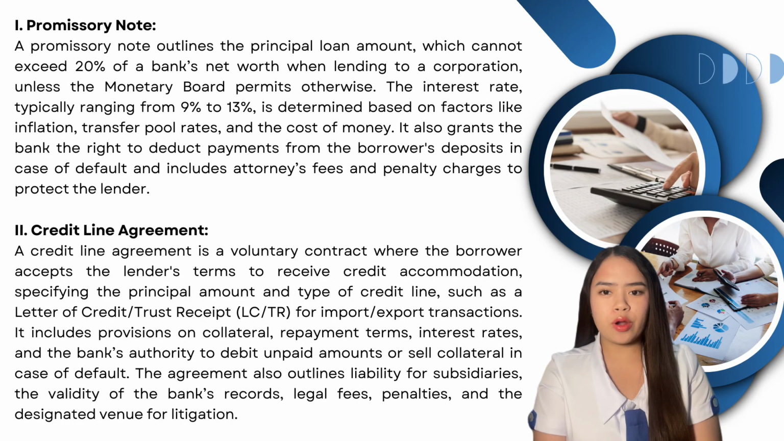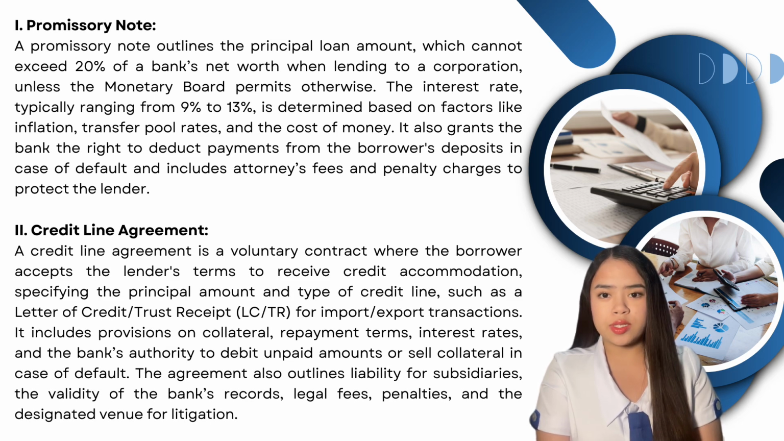Promissory note. A promissory note outlines the principal loan amount, which cannot exceed 30% of the bank's net worth when lending to a corporation unless the monetary board permits otherwise. The interest rate, typically ranging from 9% to 13%, is determined based on factors like inflation, transfer pool rates, and the cost of money. It also grants the bank the right to deduct payments from the borrower's deposits in case of default and includes attorney's fees and penalty charges to protect the lender.